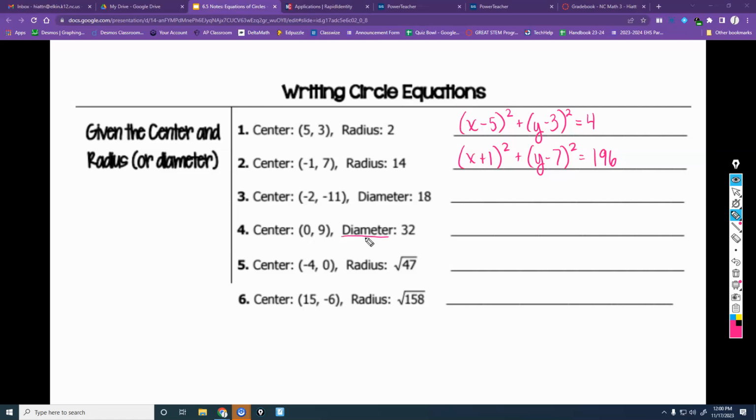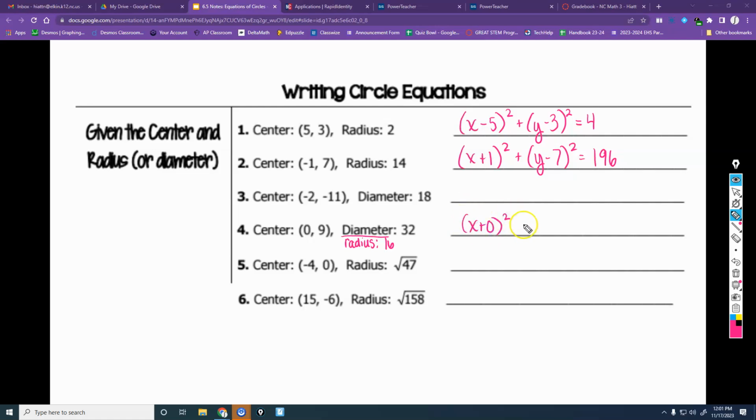For this, radius, right? So it's always the radius squared, not the diameter squared. So our radius here would be 16. Okay, so that's a trick on this one. So Peyton, what would the equation look like for this one? X plus 1 or x plus 0 squared.